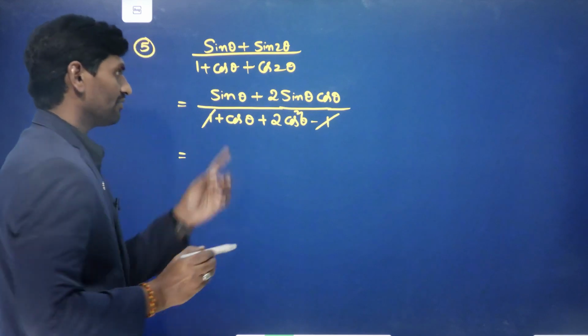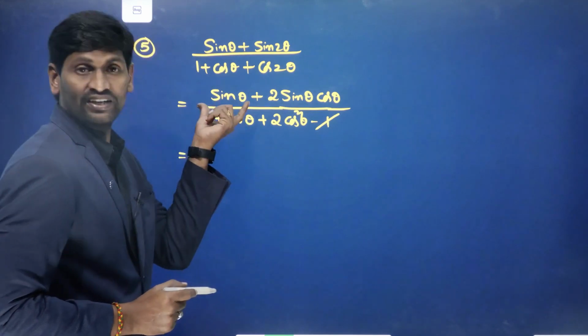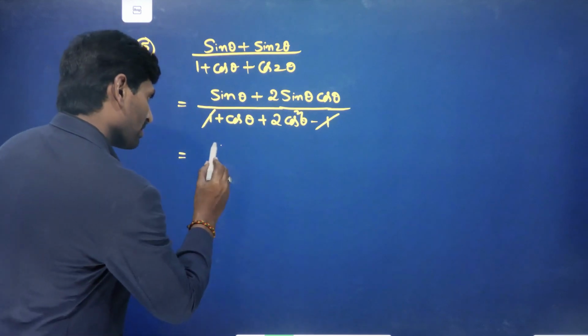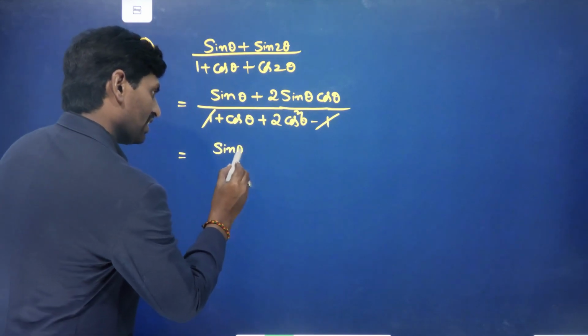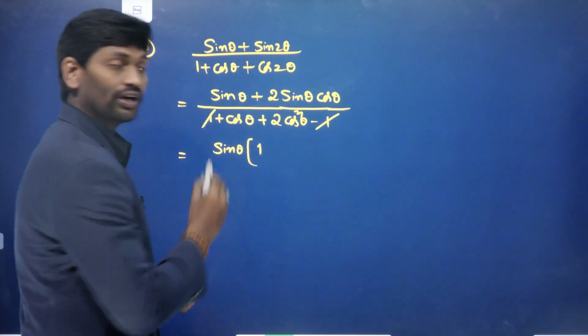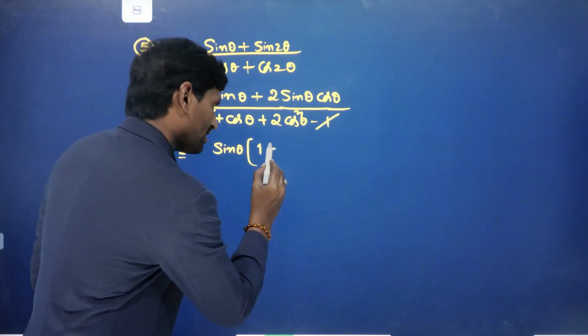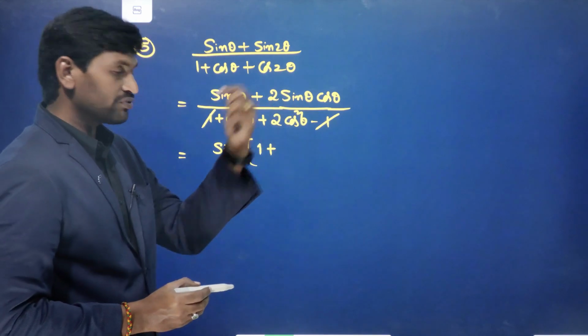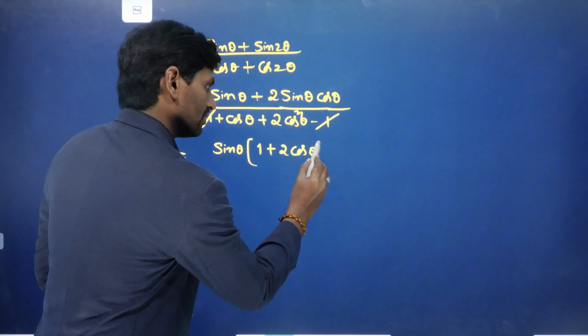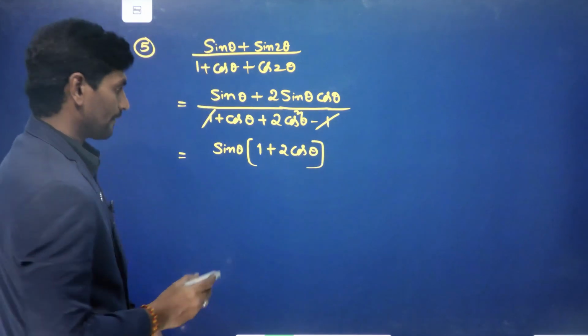Now in the numerator, the first term has sin theta, and the second term also has sin theta as a common factor. Let us take sin theta as a common factor. From the first term, nothing else is there, so 1 will be remaining, plus from the second term, if you remove sin theta, what is remaining? 2 cos theta. So this is 1 plus 2 cos theta.